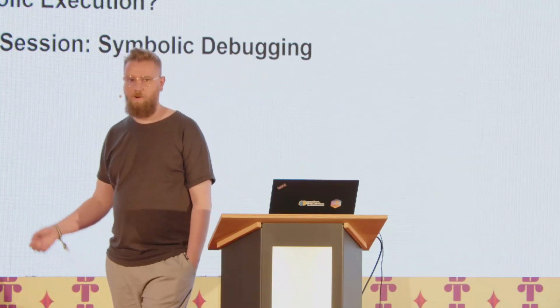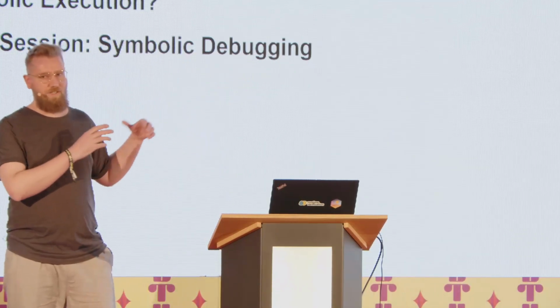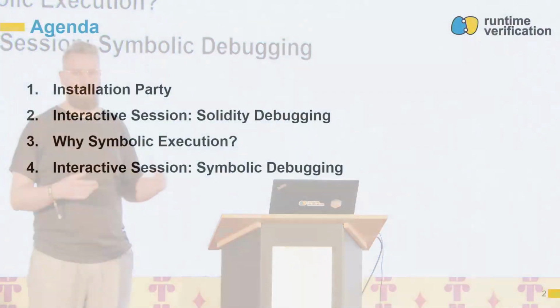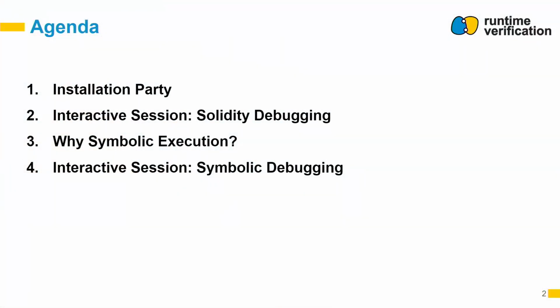So here's a quick agenda of today. We will have an installation party of Simbolik, which is a Solidity Debugger, and it doubles as a Symbolic Execution engine. Then we have an interactive session that shows how you can use Simbolik as a classical debugger, where you can set breakpoints, where you can step through the code, where you can inspect the storage and the memory. It's all integrated into Visual Studio Code.